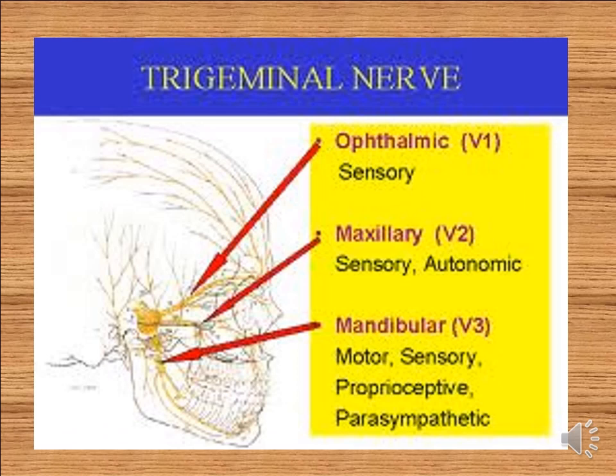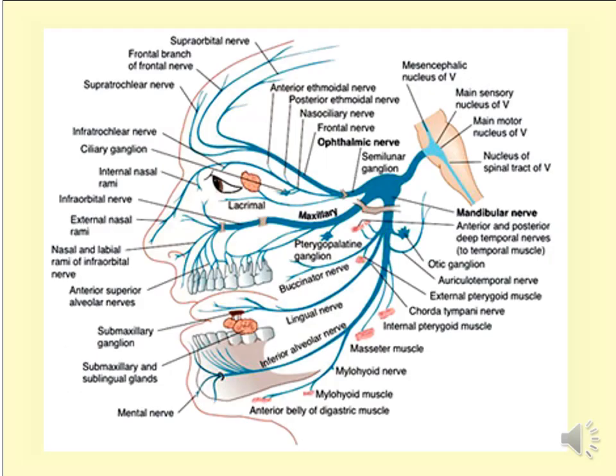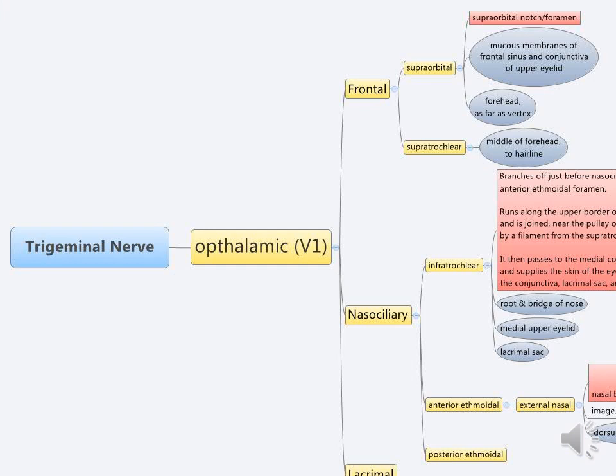The trigeminal nerve is divided into the ophthalmic division V1, which is purely sensory; the maxillary division V2, which is sensory and autonomic; and V3, the mandibular, which is motor, sensory, proprioceptive, and parasympathetic. This figure shows the branching of these three divisions in all parts of the head of the person. We start from the trigeminal nerve.